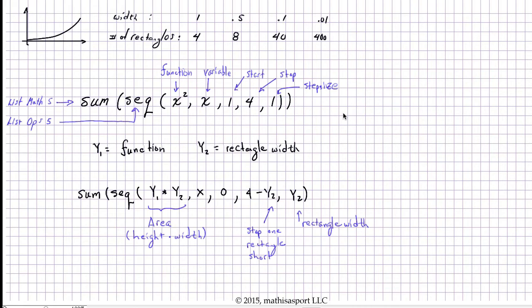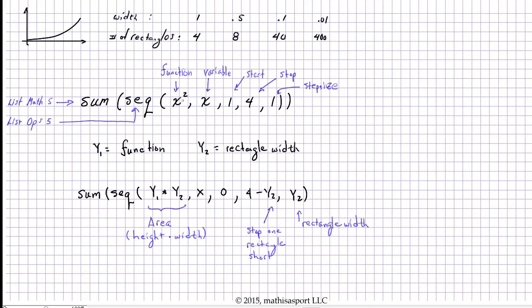So work under the assumption that you've put in, for example, for the parabola x squared into y1, and let's say a rectangle width of 0.5. So let's think about what has changed in this description. First, our step size is no longer 1, but in fact, whatever the rectangle width is. Second, our area is not just the function, but the function times the width.